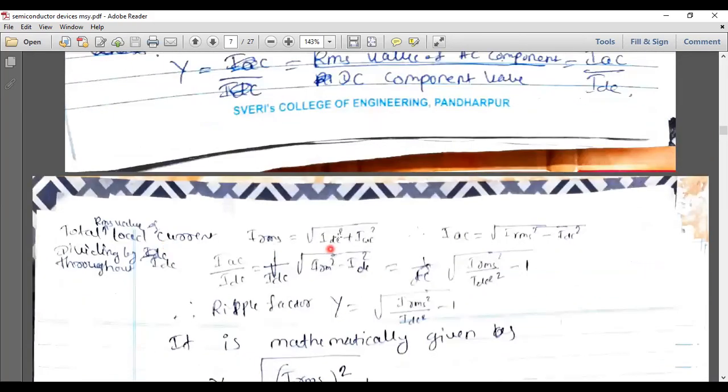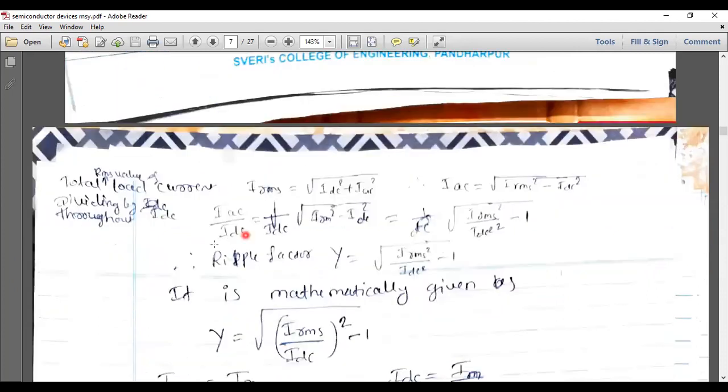IRMS equals the square root of IDC square plus IAC square. So the RMS value, root mean square, is a combination of DC and AC only. From this, IAC equals the square root of IRMS square minus IDC square, we can write here now. So IAC by IDC, see here IAC is there, and IDC we already know the formula here now.